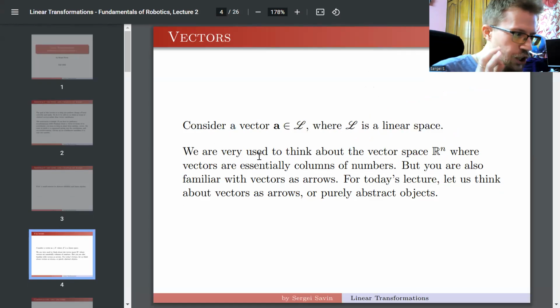For this lecture, we will think about vectors as arrows. Please don't think about them as columns of numbers. When I say A here, it's not like you can tell me that A is 1, 3, 0 or something like this. No, it's just an arrow. It just points somewhere. It has direction and length. That's what A has.